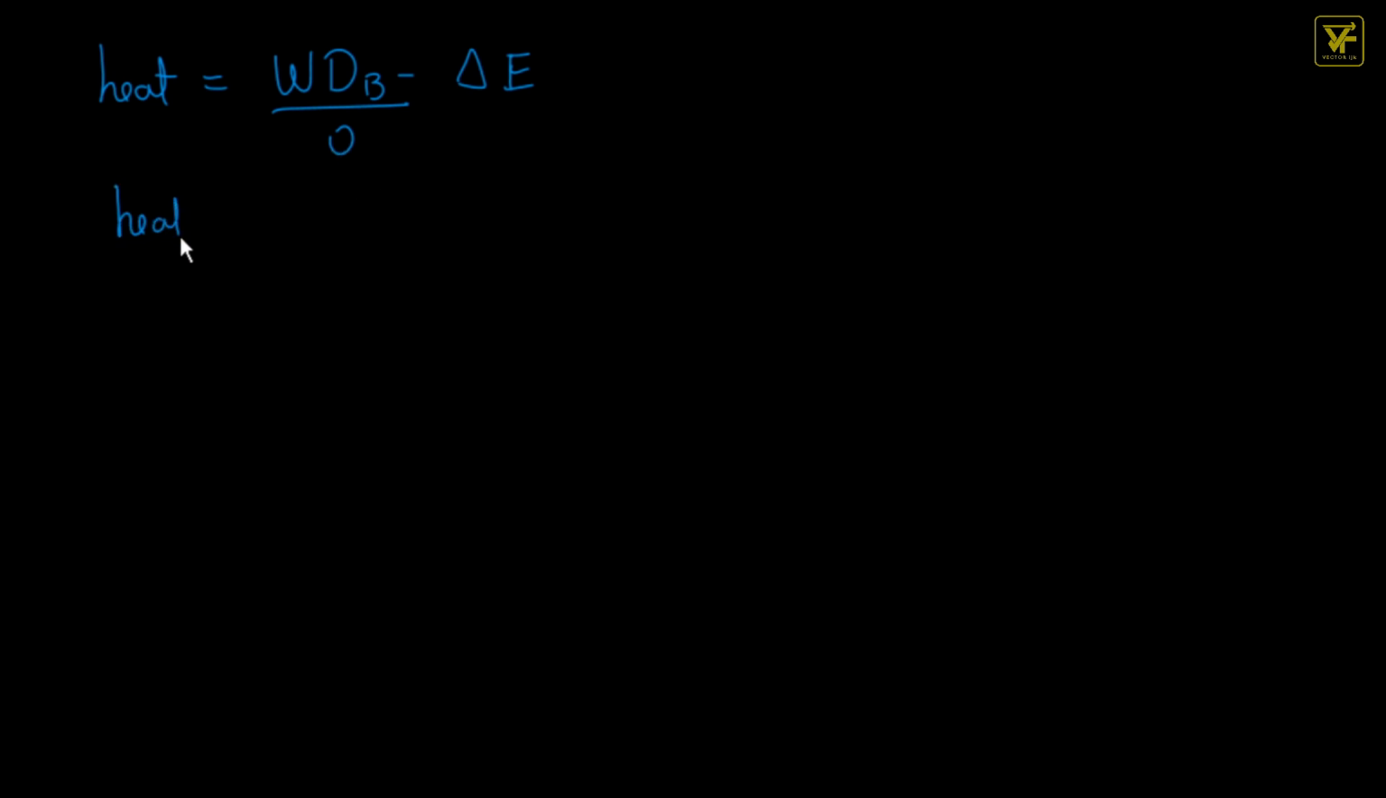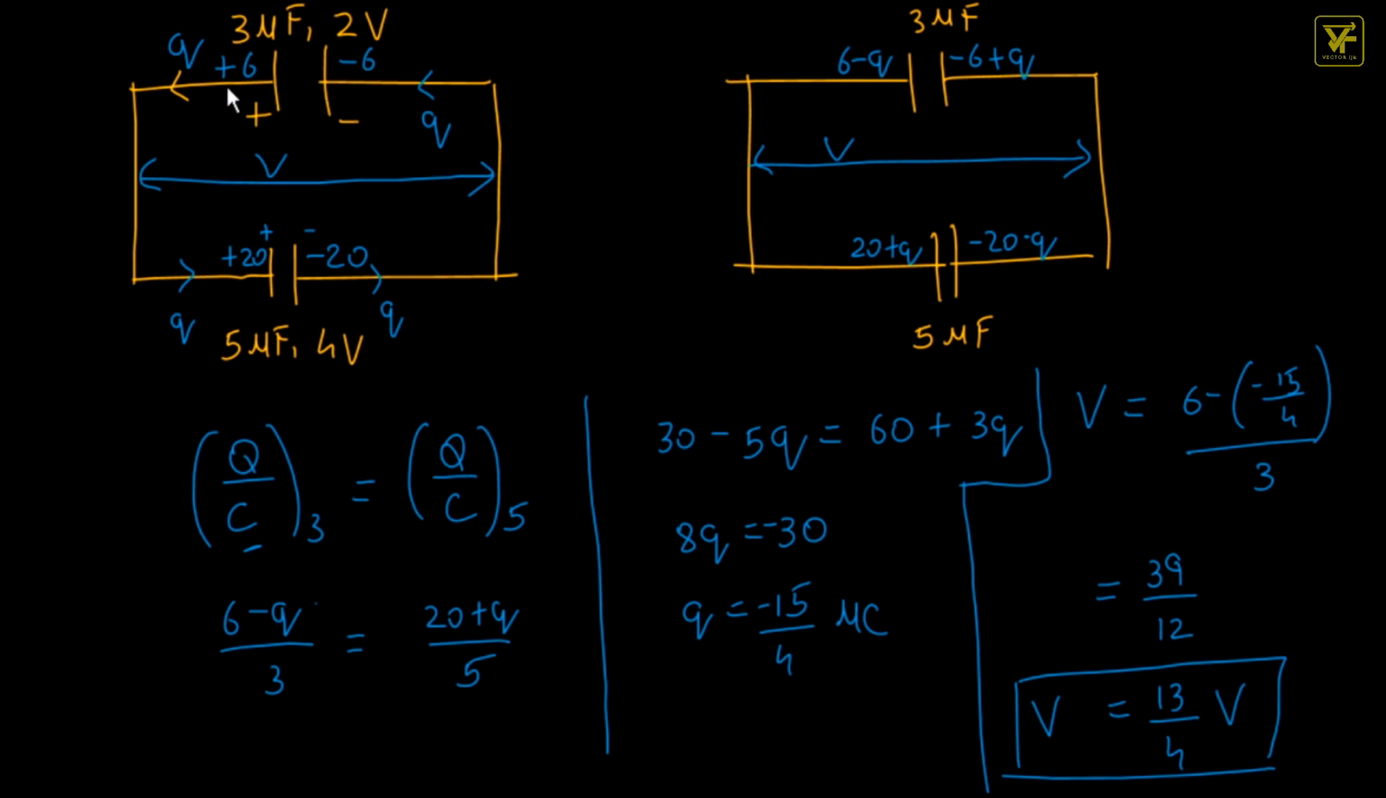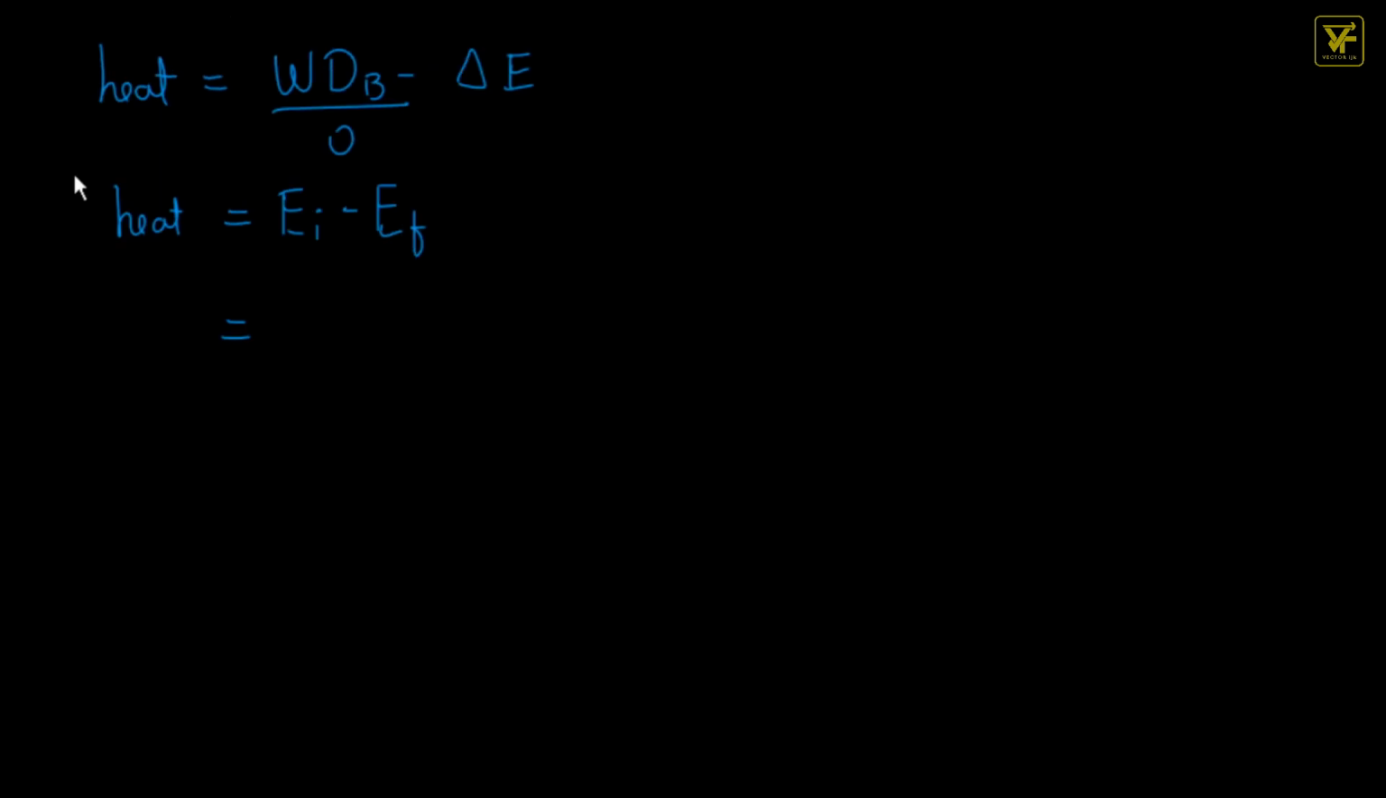So heat is nothing but minus delta E, which is EI minus EF, initial energy minus final energy. Now initial energy is nothing but the total energy of the capacitors initially before connecting. That is half C1 V1 square plus half C2 V2 square. So I'll just write it down. I won't solve it for you.